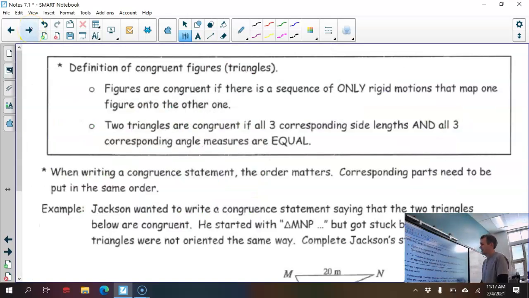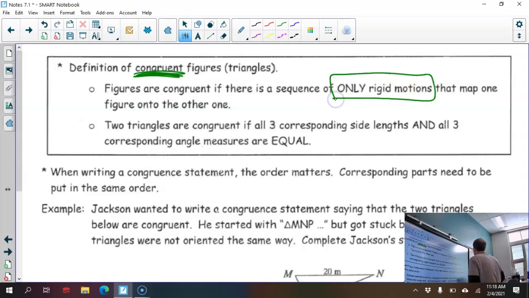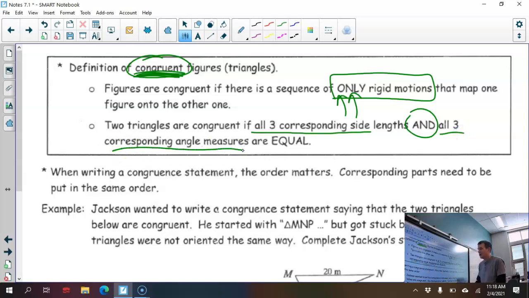All right, the last thing we need to do, really easy, is the definition of congruent instead of similar. Figures are congruent if there is a sequence of only rigid motions that map one figure onto the other one. So the difference is similar figures can change size. Congruent figures cannot change size. They have to be identical. Two triangles are congruent if all three corresponding side lengths and all three corresponding angle measures are equal.